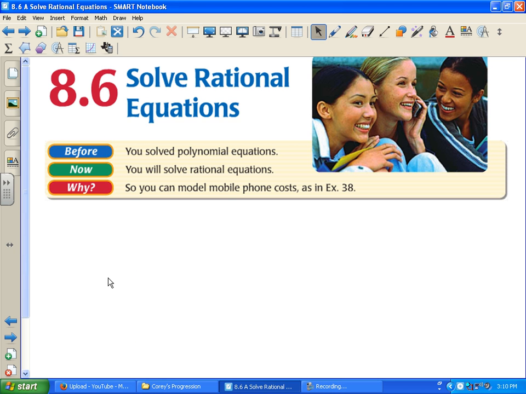Today we've got section 8.6, solving rational equations. Part A, we're going to break this into two parts. I will tell you that actually we'll cover a majority of it today. Tomorrow will be lighter notes.